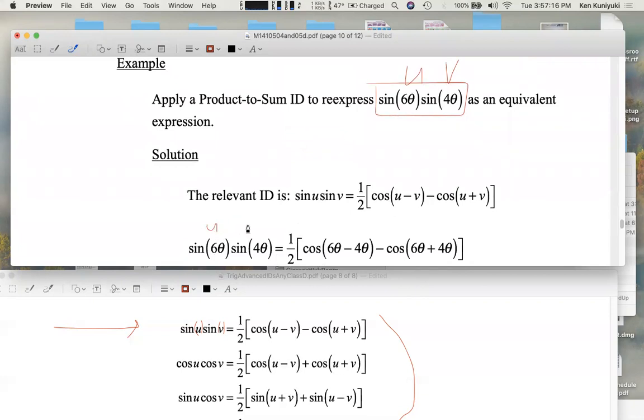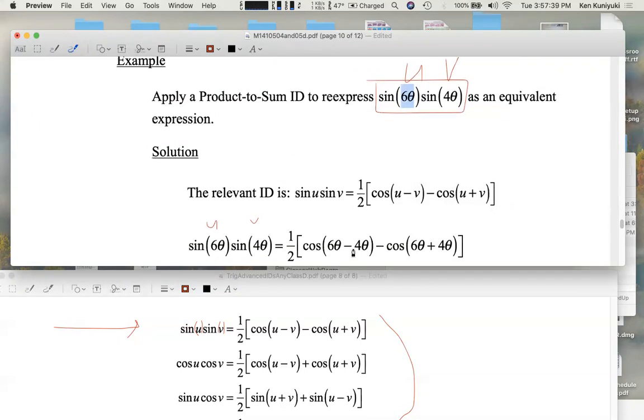Sine of u times sine of v. We pick this first identity here, equals 1/2 times the cosine of u minus v. That's 6 theta minus 4 theta. All that minus, well, the 1/2's in front of all this, but all of this minus cosine of u plus v. U is 6 theta, v is 4 theta, or you could have switched them. Then you simplify. Some students don't bother simplifying. I do want you to combine like terms in here and in here. 6 theta minus 4 theta is 2 theta, and 6 theta plus 4 theta is 10 theta.